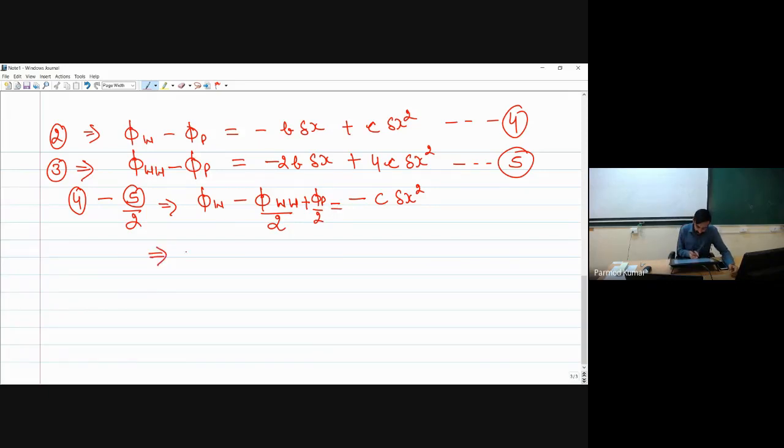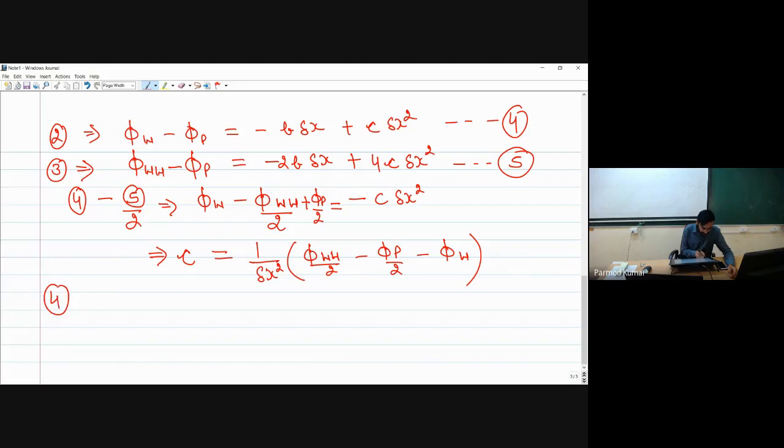So from here, if I calculate c, what I am getting, c is becoming 1 by delta x square, and inside terms will be changing their sign. Okay. So if I change the sign, it will become phi ww divided by 2 minus phi p by 2 minus phi w. Okay. So I have obtained the value for c. If I substitute this into equation number 4, I will be getting corresponding value for b.